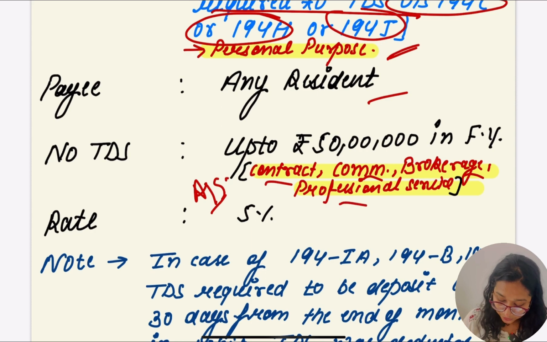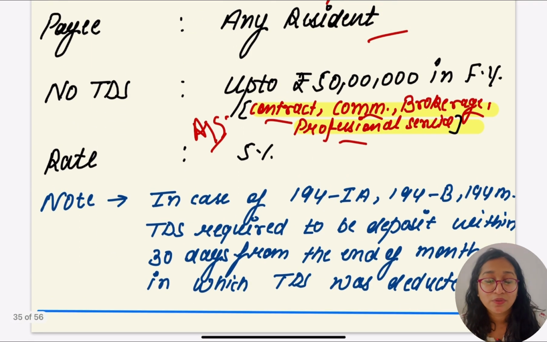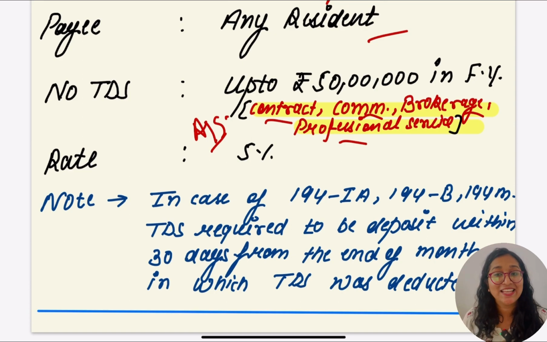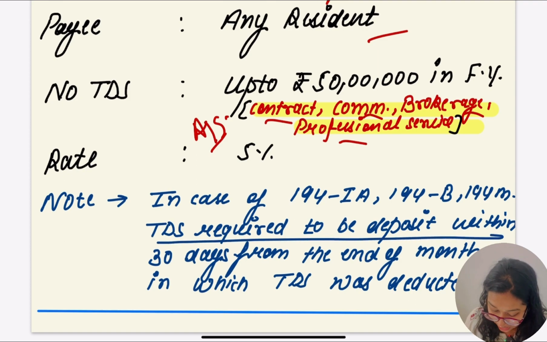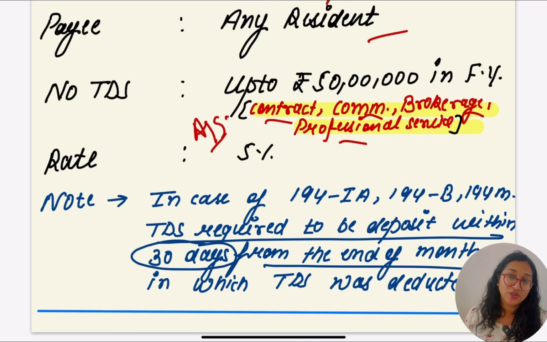Now what is going to be the rate here? 5%. If it exceeds 50 lakh, in that case TDS is going to be deductible at 5%. There is one note: in case of 194IA, 194IB and 194M, TDS is required to be deposited within 30 days from the end of the month in which TDS was actually deducted.